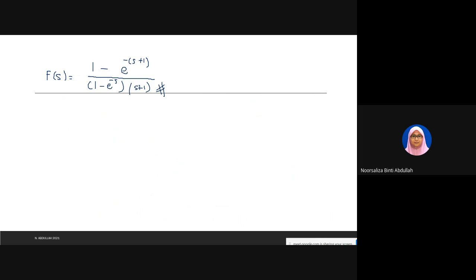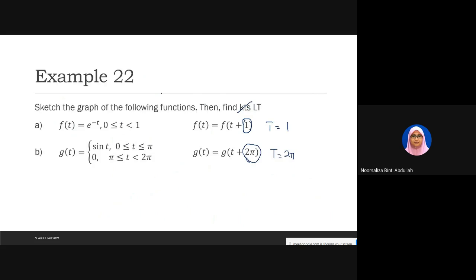Faham? Faham doktor. Okay, so kalau faham, kita tengok yang kedua. Okay, yang ini.